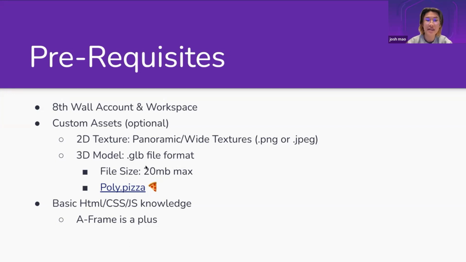If you don't have any, there's a link I provided here called poly.pizza. It's a really handy resource for finding GLB files. They're mostly all low poly, but I found it to be a great resource. We've also provided some textures and assets for you to use if you don't have any. They're in the Google Drive folder that I think has been linked to you. And there you'll find a 2D texture and a 3D model of a plane.